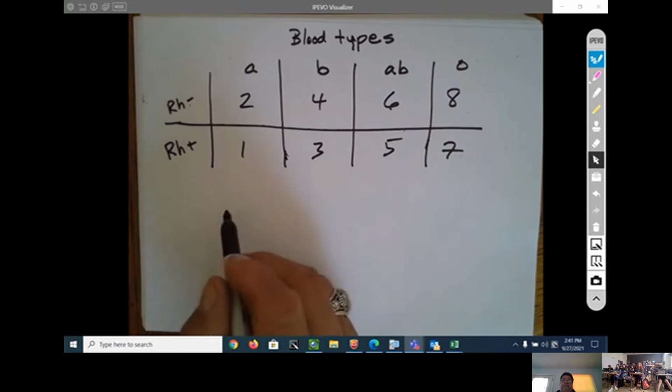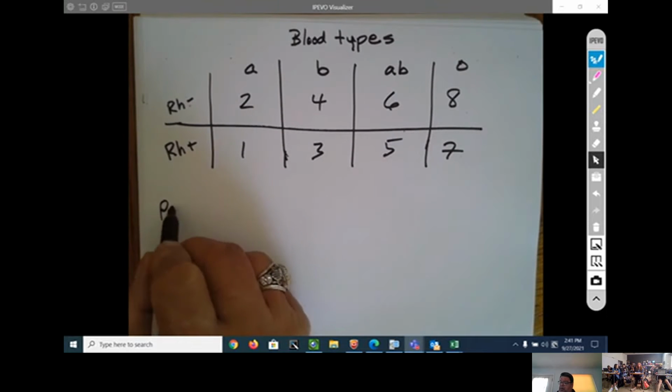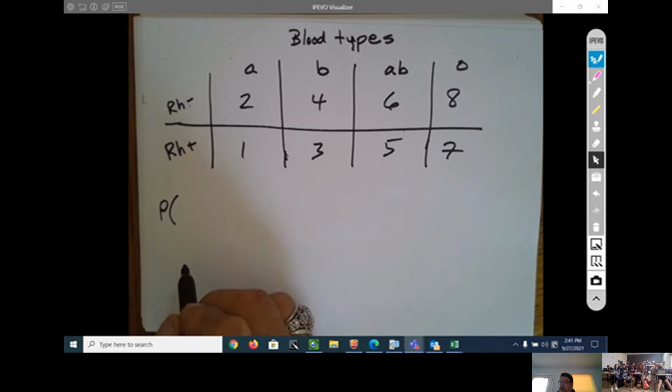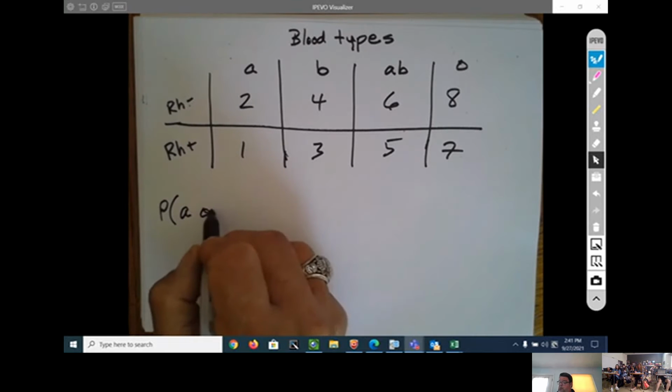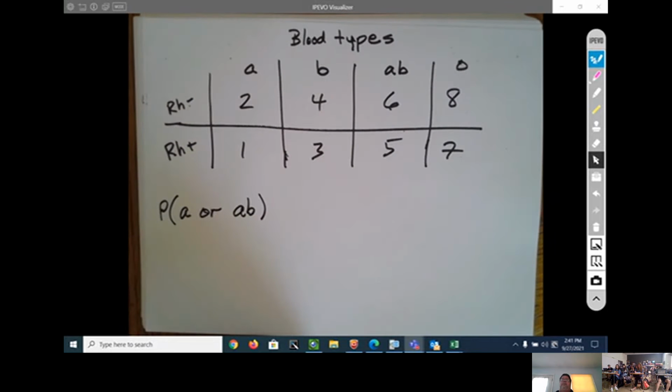All right, so here we go. I want to know the probability of getting A type blood or AB type blood. Now, does anybody know what the first step is with this? What's the first step in finding any probability? You've got to find your denominator. How do you find the denominator here? Add them all up. Good, do that. Add them all up.